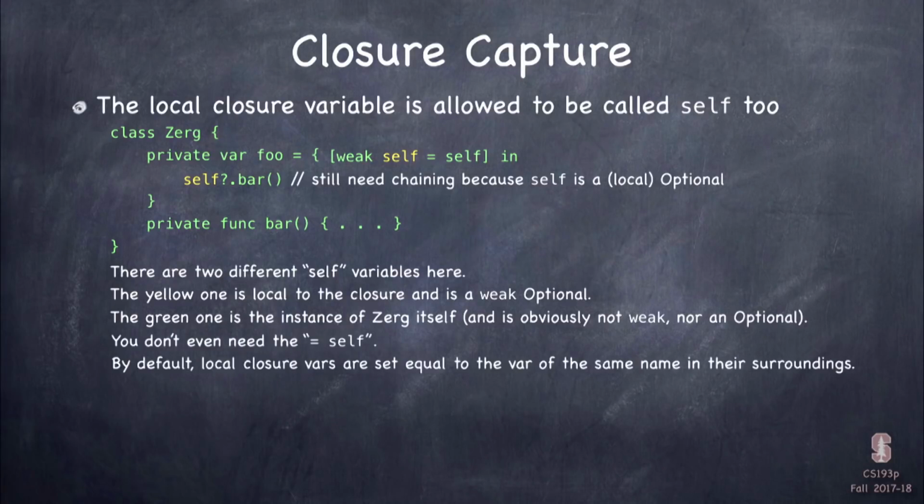And in fact, this is so common that you don't even have to say equal self. If you say weak self, it will automatically set it equal to a variable of the same name in the surrounding code. So this is how we break these cycles.